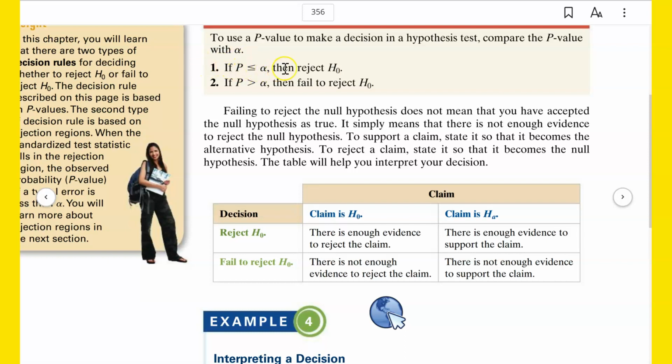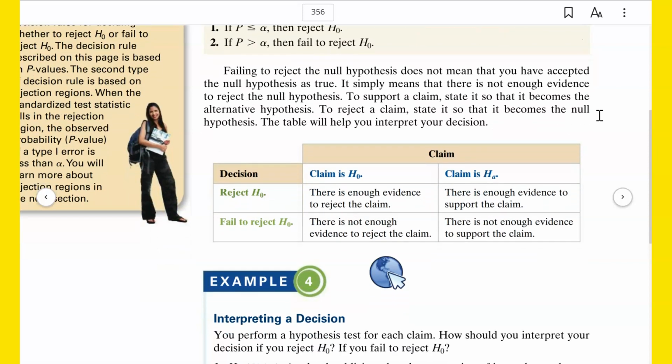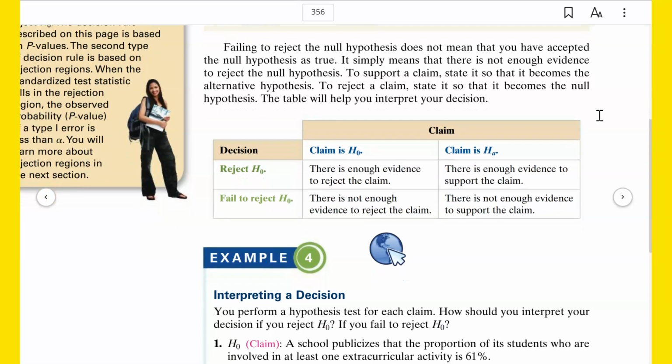If p is less than or equal to alpha, then reject H naught. If p is greater than alpha, then fail to reject H naught. Notice again, let me stress it again, in no circumstances are you saying you accept H naught. You're just either saying reject it or fail to reject it. No accept. Failing to reject the null hypothesis does not mean that you have accepted the null hypothesis as true. It simply means that there is not enough evidence to reject the null hypothesis.